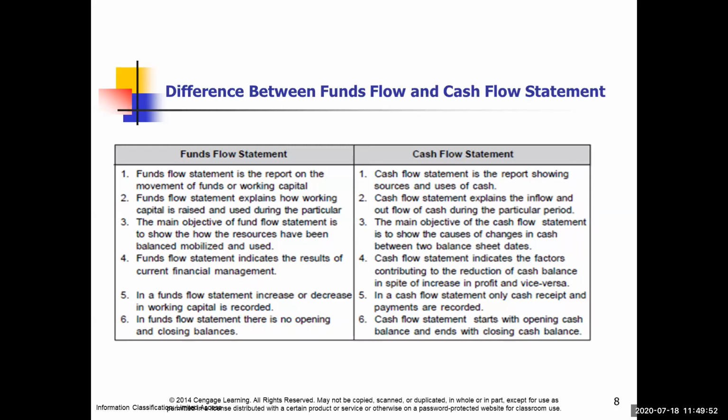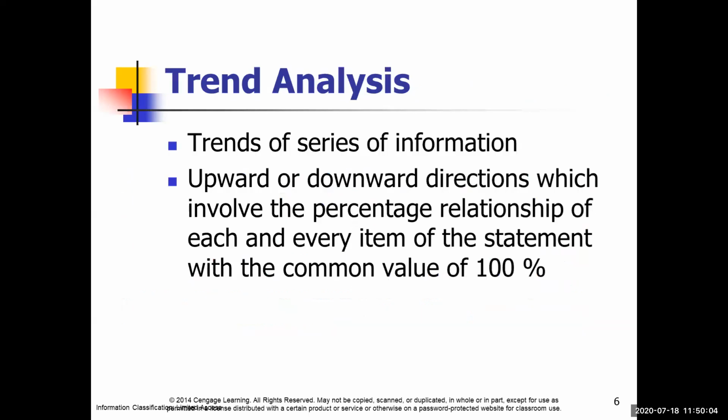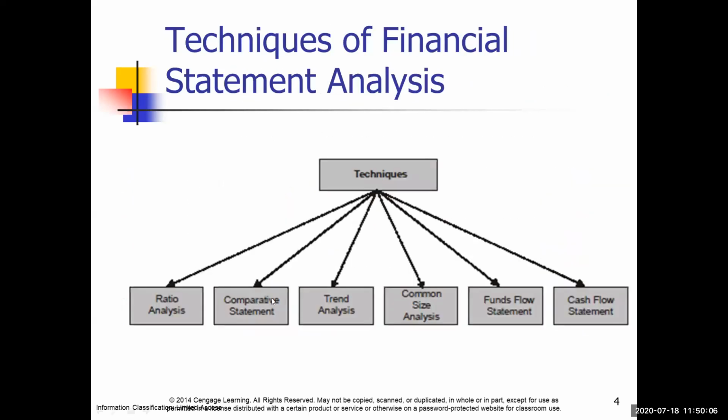Probably what we can do is look into a few problems now, and we have some examples. I'll look into the examples, then we can come back to ratio analysis. I'll quickly touch upon the things we discussed in techniques. We discussed comparative statement, and we talked about trend analysis, common size statement, fund flow statement and cash flow statement. I think if we look into a few examples, it will be easy for us.